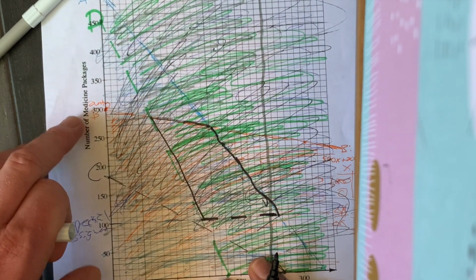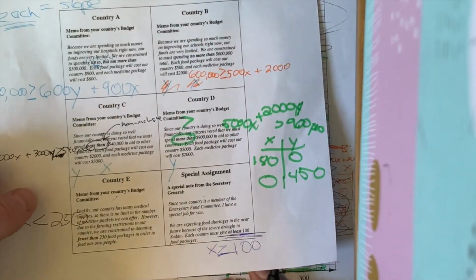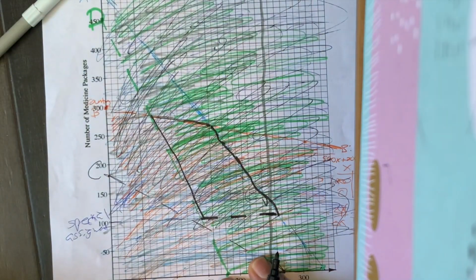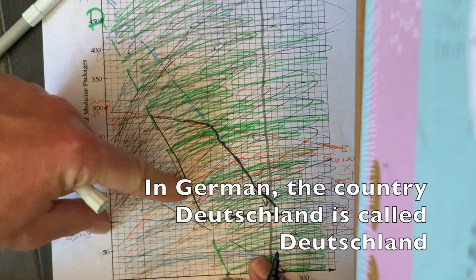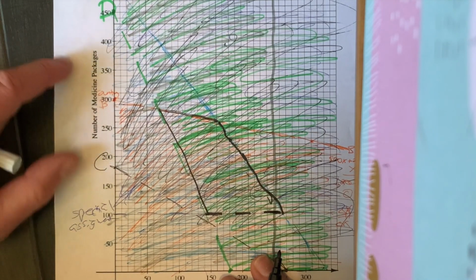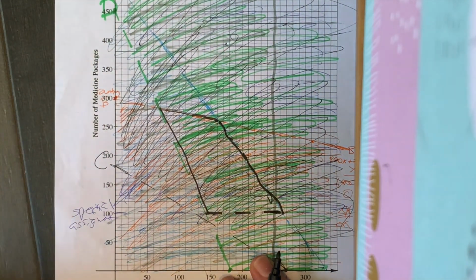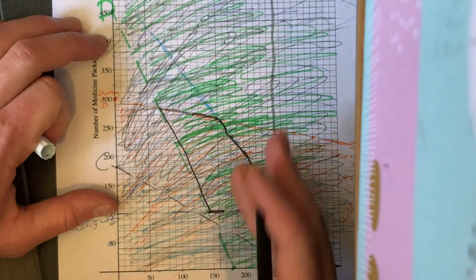And then with country D, that was another one where we're doing well. D for Deutschland, I guess. It's above the line there, so that's good. We haven't violated any constraints yet. Country E, I did not label, but that was one where we needed to be below. We were constrained to be less than.